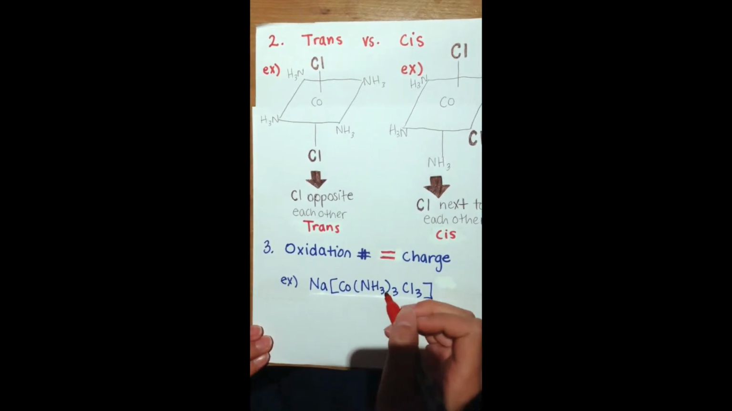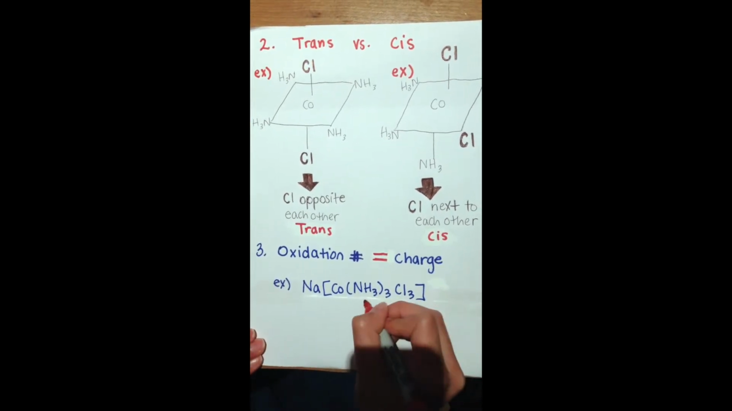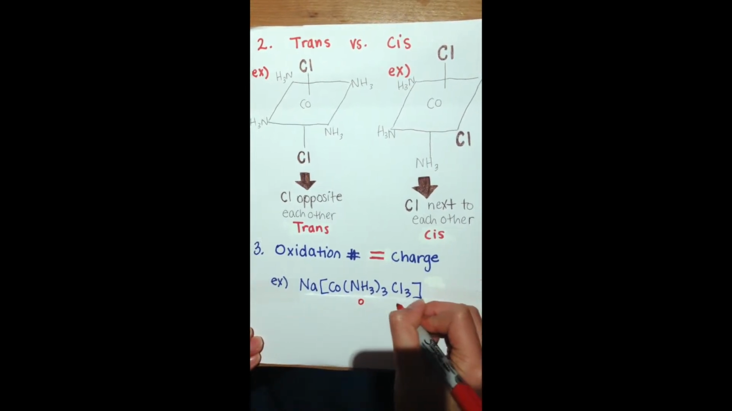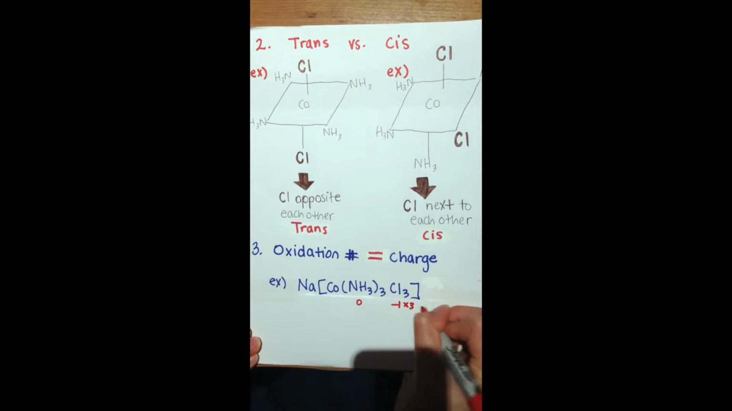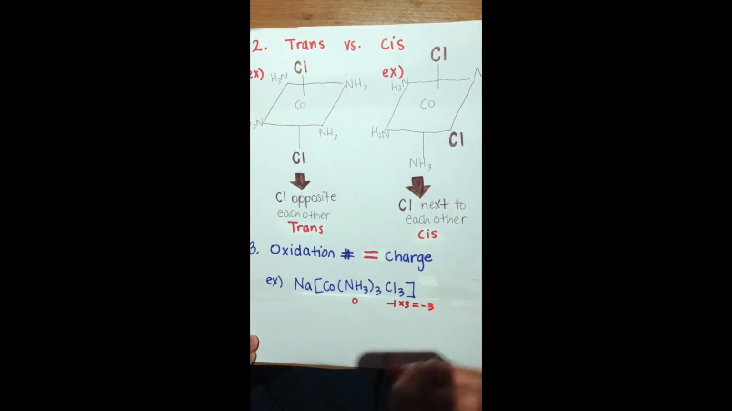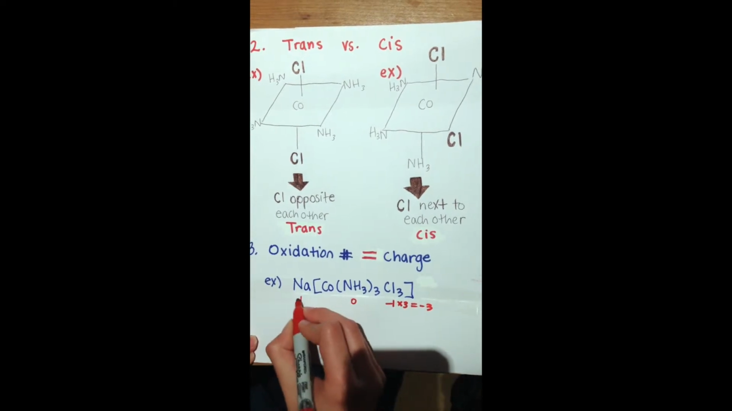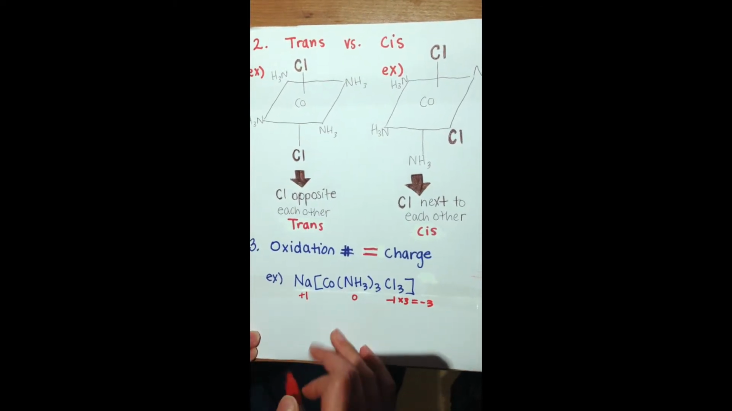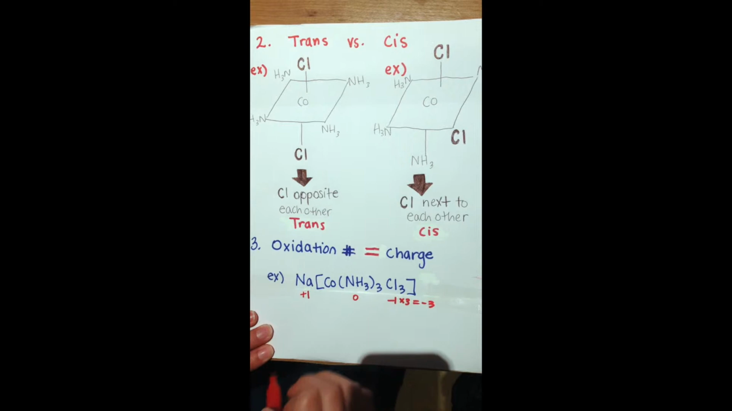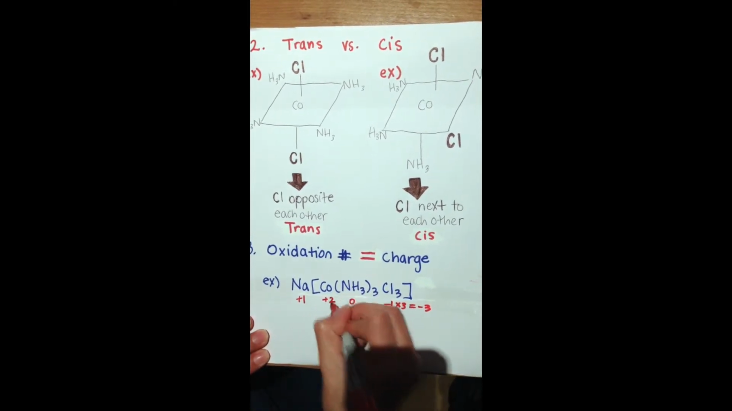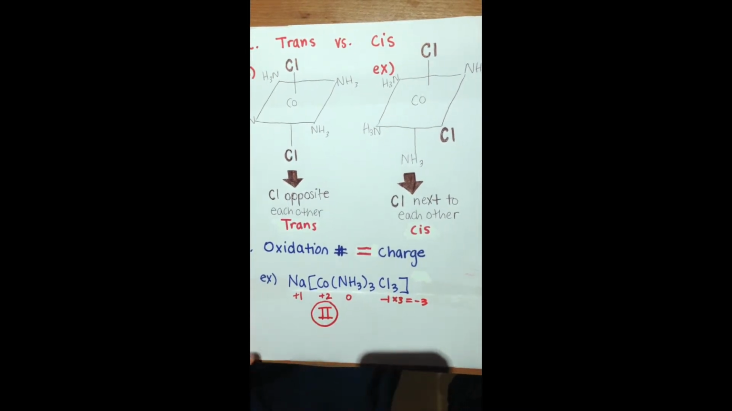Here we see that the 3 amines have a neutral charge. The 3 chloros have a -1 charge each, and the sodium ion on the outside of the brackets has a +1 charge. In order for the coordination compound to be neutral, this cobalt will need a +2 charge. Therefore, its oxidation number is 2.